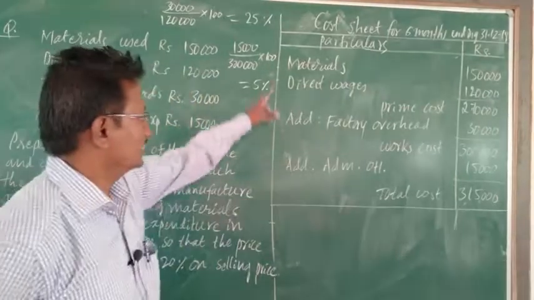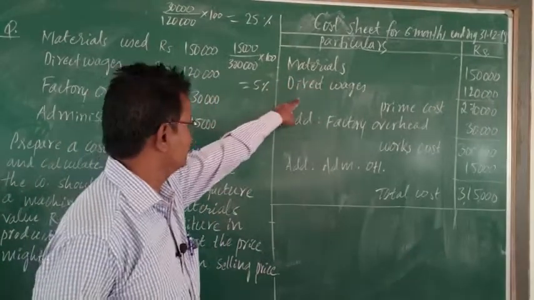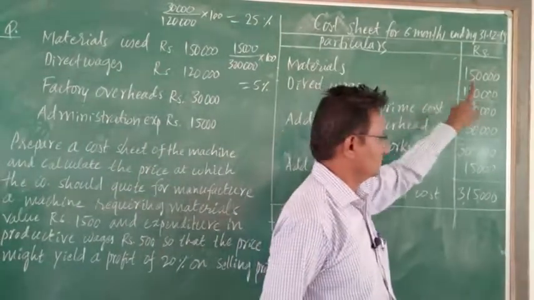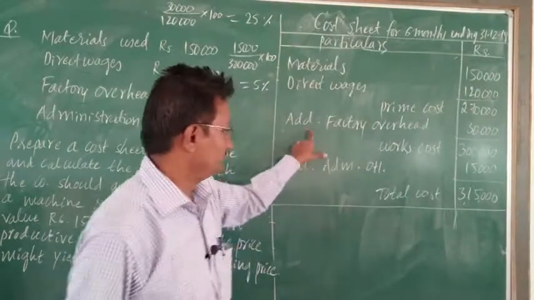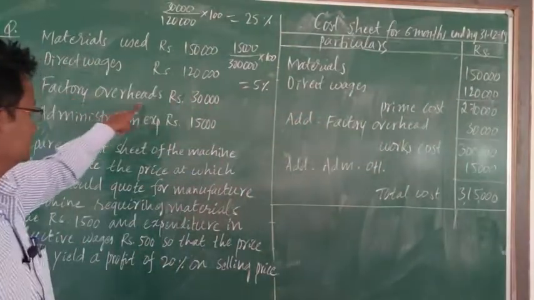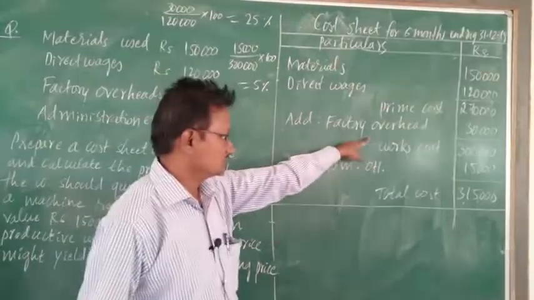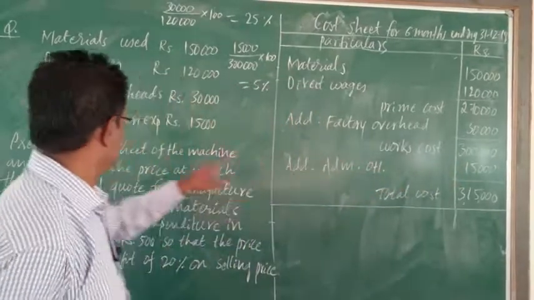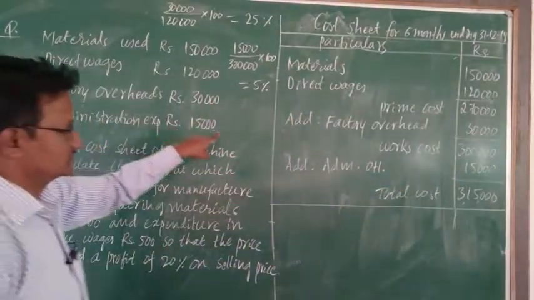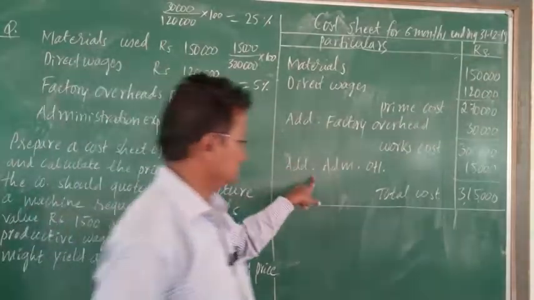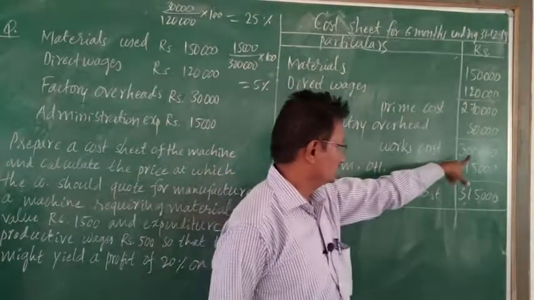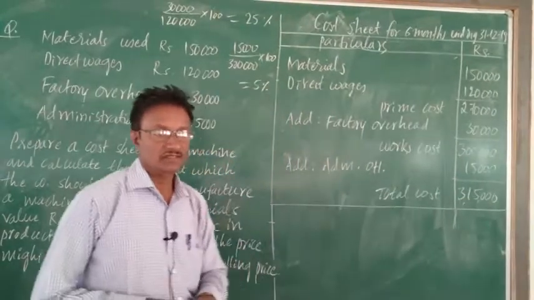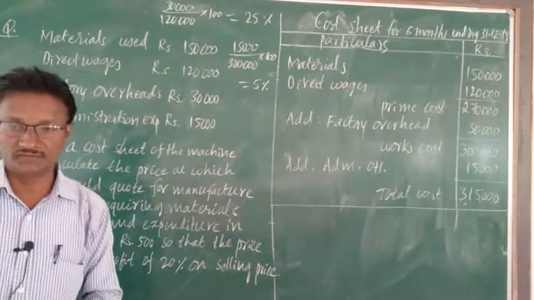So first we have to take material cost and direct wages. These two are given here. The prime cost is 2,70,000. Then first we have to add factory overhead. Factory overhead is given here, 30,000. So by adding factory overhead, the works cost is 3 lakh. And next expenditure is administration expense. It is also given, 15,000. And by adding administration overhead to the works cost, we get 3,15,000 as the total cost. And next we have to ascertain the percentage of overheads.